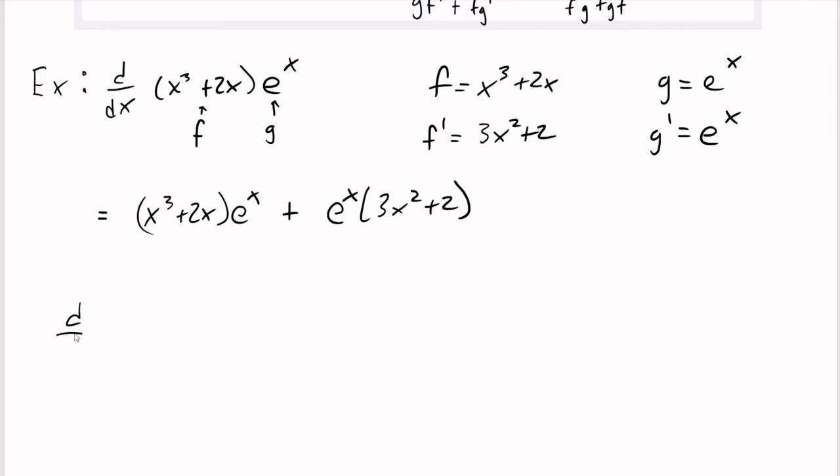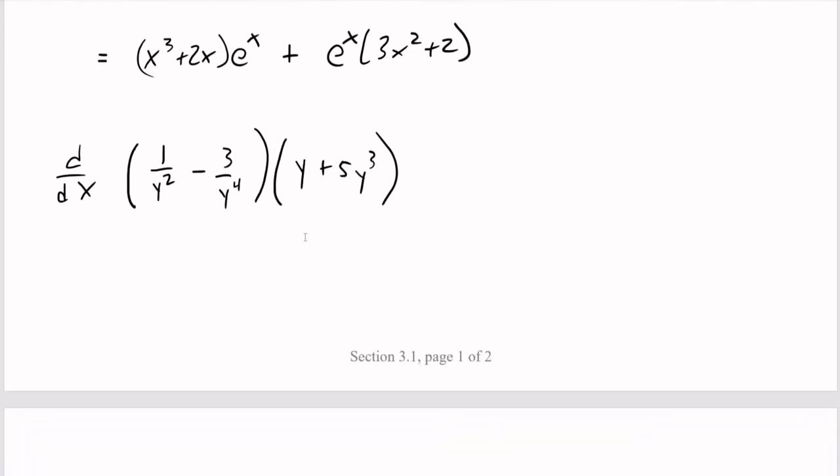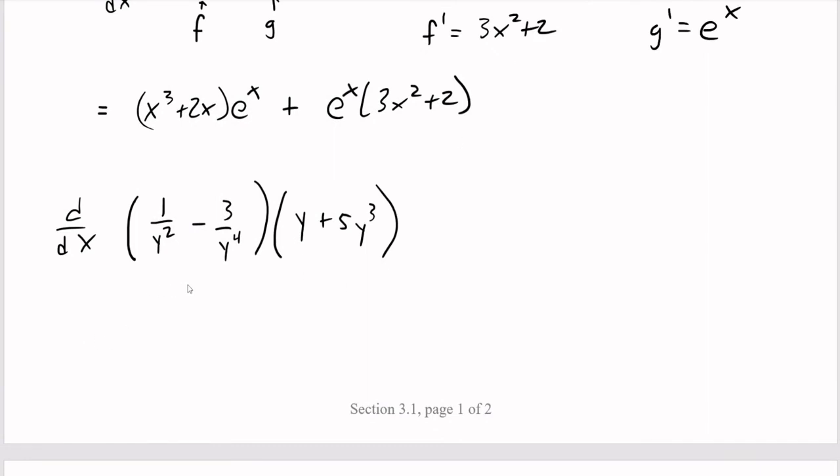So we're going to do the derivative of, and let's find a good one here. We can do one that's a little trickier looking maybe, of 1 over y squared minus 3 over y to the fourth, and then we've got y plus 5y cubed. Okay, again, first step is I have to recognize this as multiplication. This is f, this is g. So then for f, instead of rewriting it in its current form, let's rewrite it in a way that's going to be more helpful for doing the derivative. This is actually y to the negative 2 minus 3y to the negative 4.